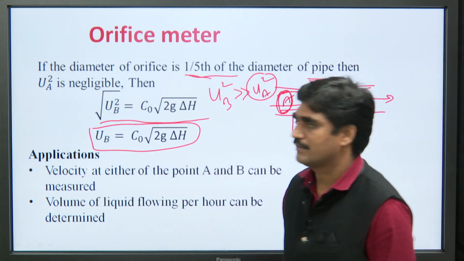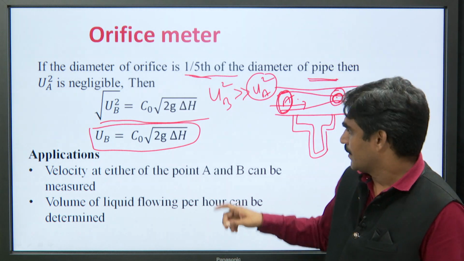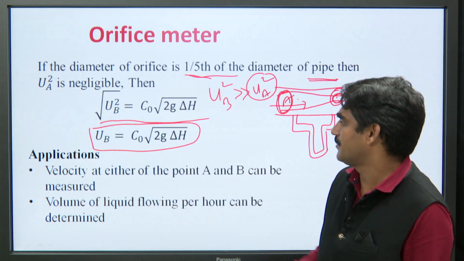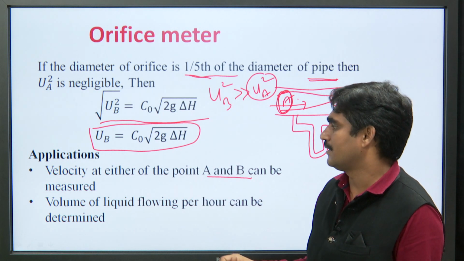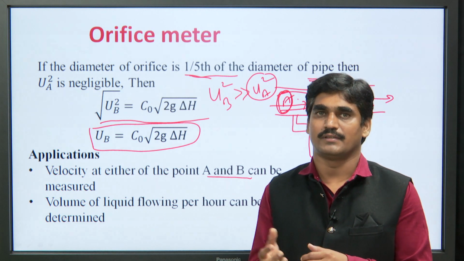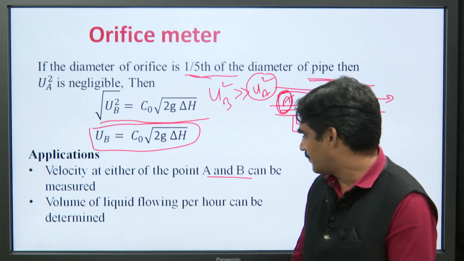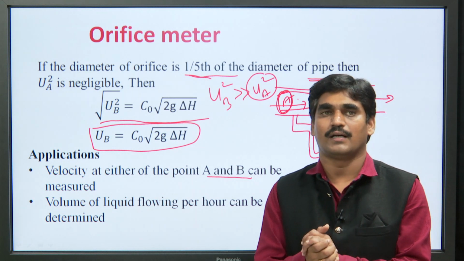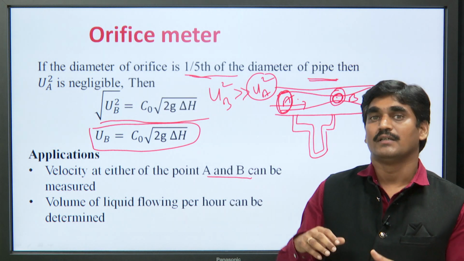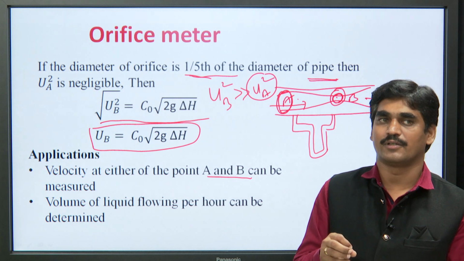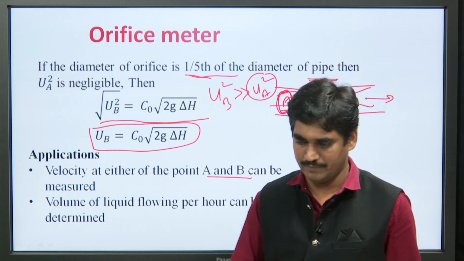By using this we can determine the rate of flow of fluids through the orifice meter. Now, the applications of this orifice meter: the velocity at either of the points A and B can be measured by using the orifice meter. Second, the volume of liquid flowing per hour can also be determined. We can also determine the pressure drop during the flow with the help of these orifice meters.